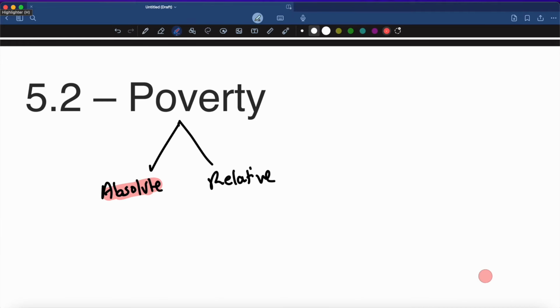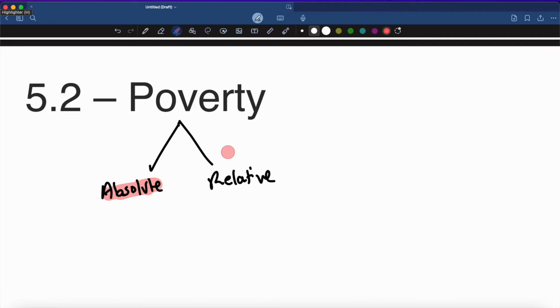Absolute poverty is the inability to afford basic necessities. The most basic ones: water, education, healthcare, shelter, food. The most basic necessities, I cannot afford them. So this is called absolute poverty.